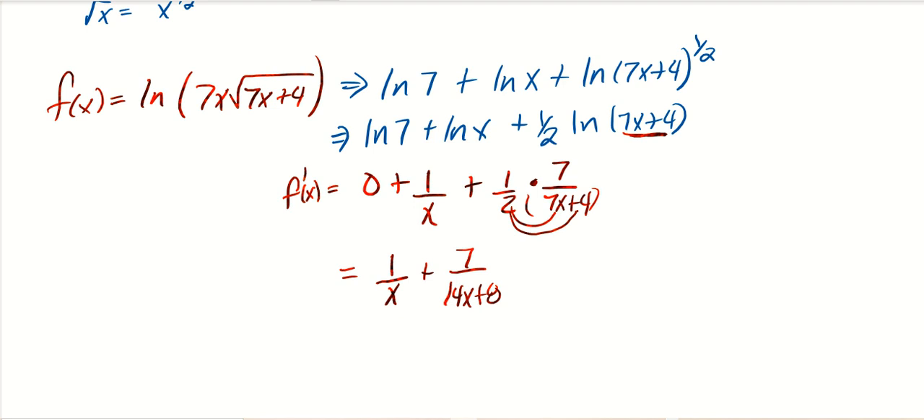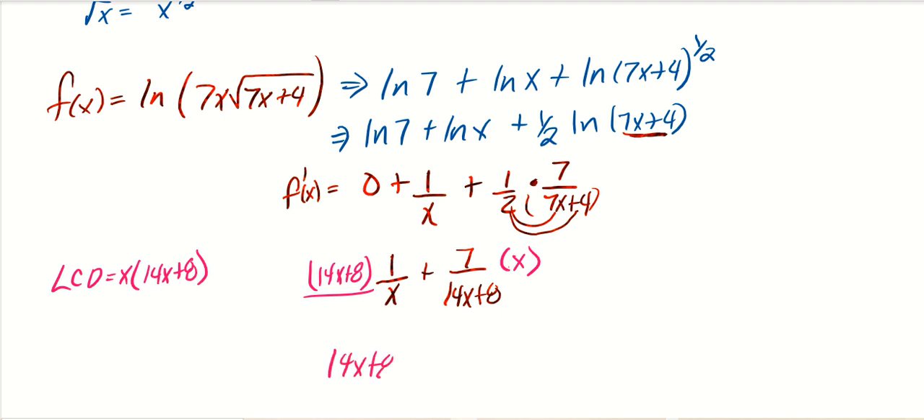So my least common denominator between x and 14x plus 8 would be both of those. So that means I need to multiply this left-hand side by 14x plus 8, okay? And I need to multiply this right-hand side by x, because again, I'm saying my LCD is x times 14x plus 8, okay? The first one is missing the 14x plus 8, and the second one is missing the x. So once I multiply that, that'll give me 14x plus 8, right?